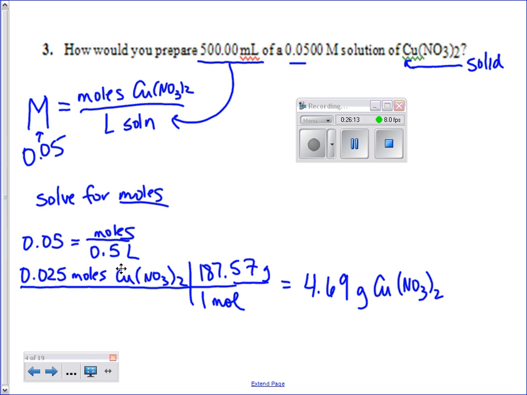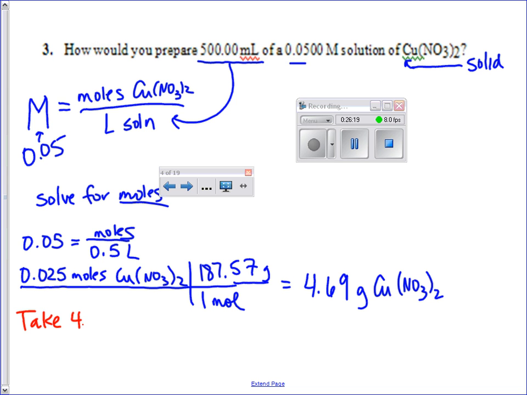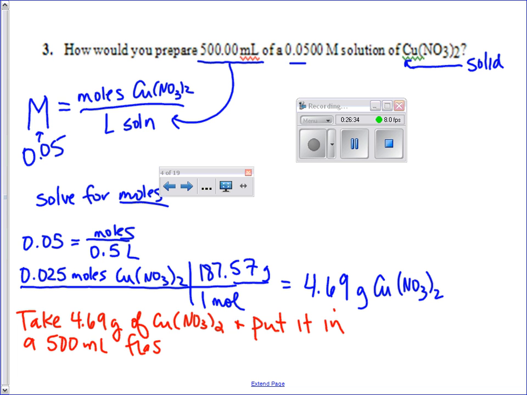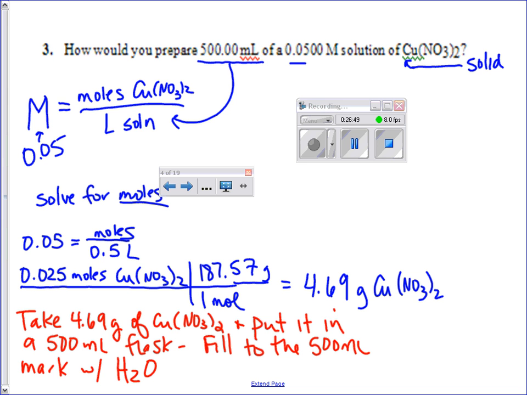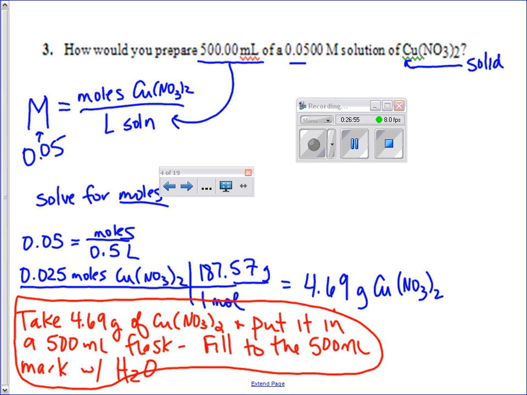Jot it down. This is what I expect. Take 4.69 grams of CuNO3 and put it in a 500 mil flask. Fill to the 500 mil mark with what? With water. Okay, and that's what your answer is. This is what I'm going to be looking for.